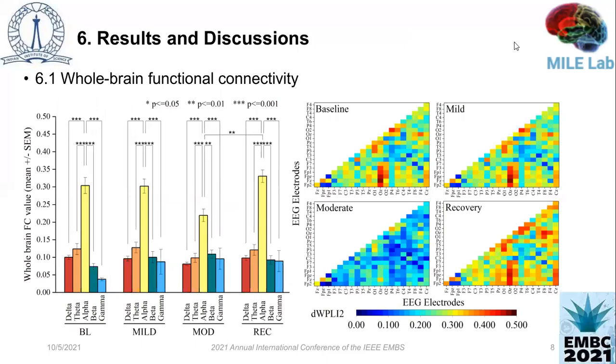Moving on to results, what is shown here on the left is the whole brain connectivity in 5 EEG bands, namely delta, theta, alpha, beta, and low gamma during baseline, mild, and moderate sedation, as well as recovery stages.